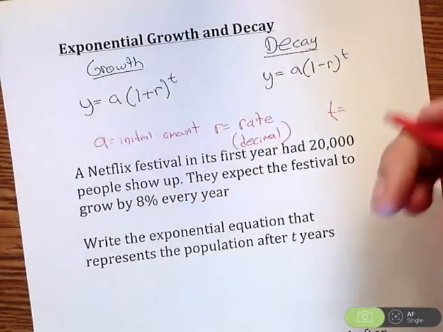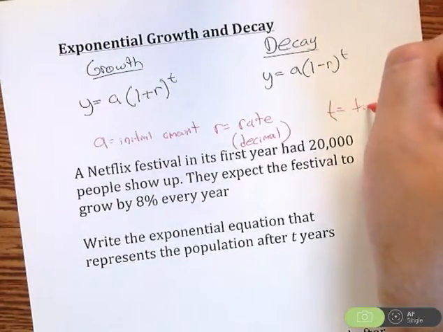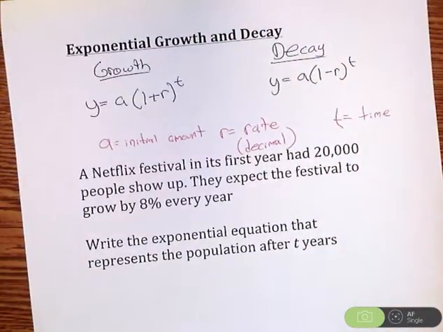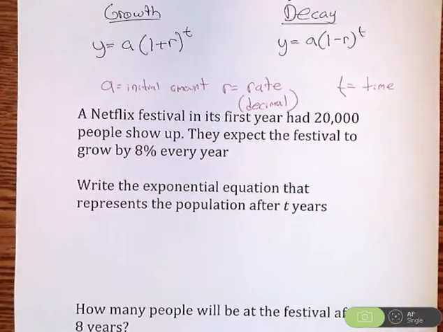And then we have t, which is usually the more obvious of them all. That's going to represent time. So we have an initial amount we need to know. We need to know the rate, and we're going to write that as a decimal, and the time. So let's hop into this problem.